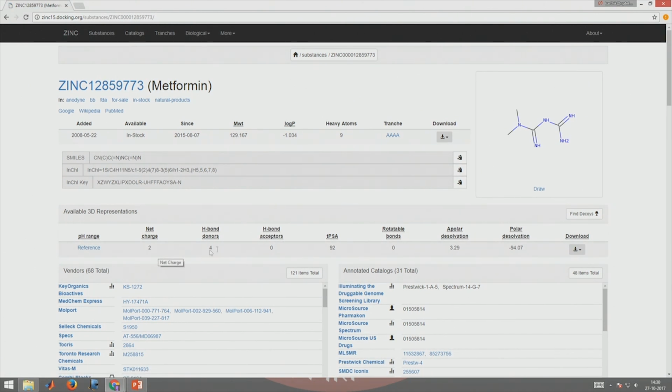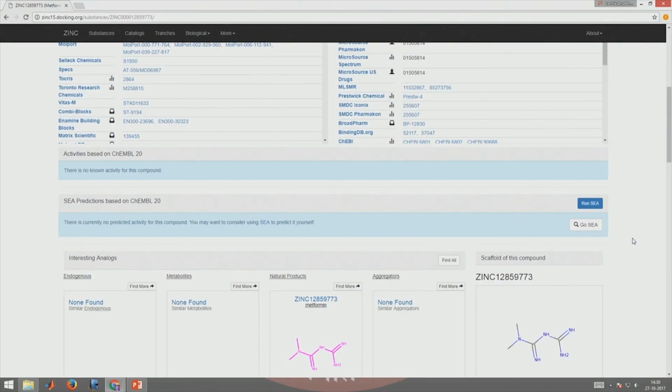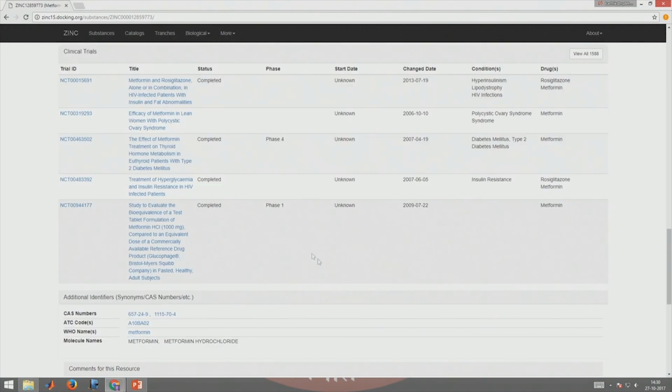Again, a lot of properties of metformin. Net charge is 2 because you can see plus charges are there. It has 2 hydrogen bond donors, it's got 1, 2, 3, 4, so 4 nitrogen groups which are hydrogen bond donors, there are no acceptors, okay, and a lot of information about it is being given. Metformin and rosiglitazone, this is also another anti-diabetes drug, okay, for treatment.